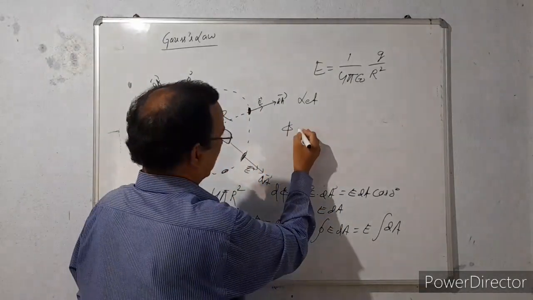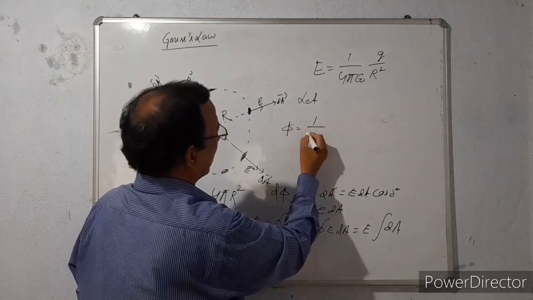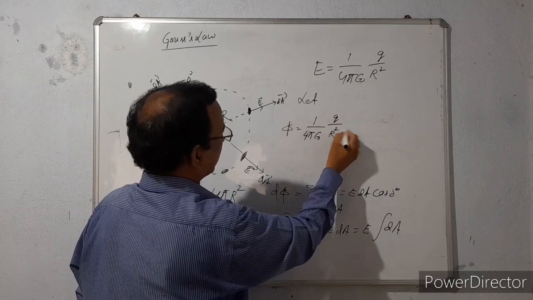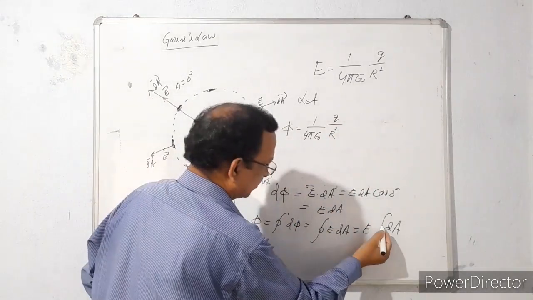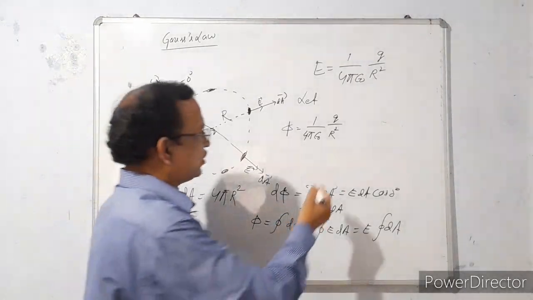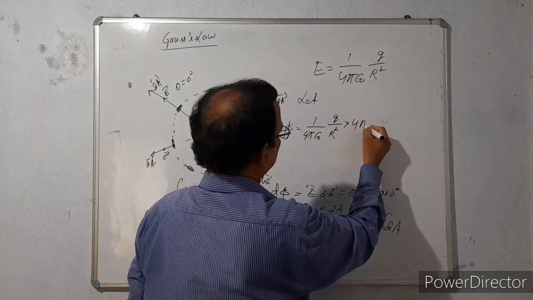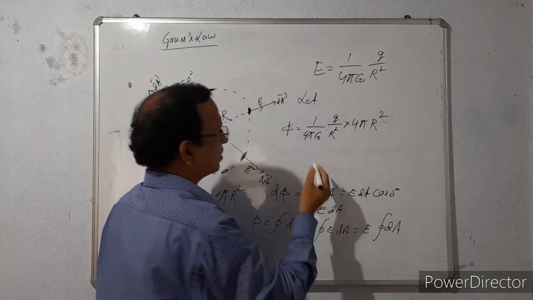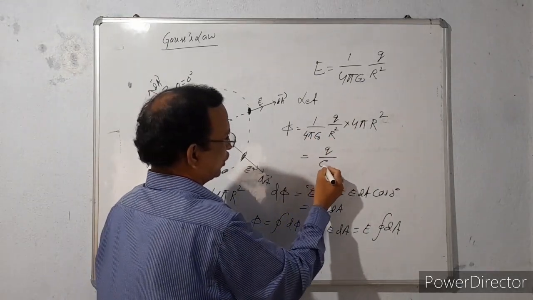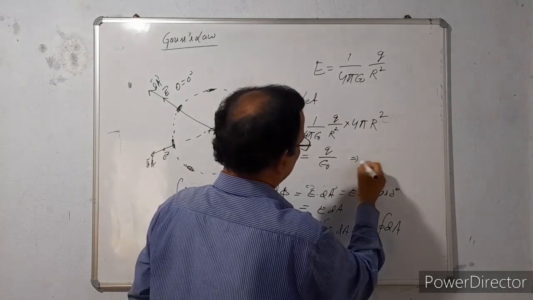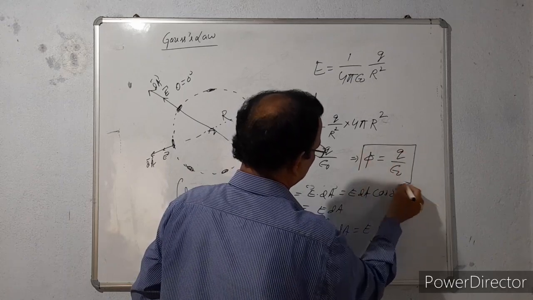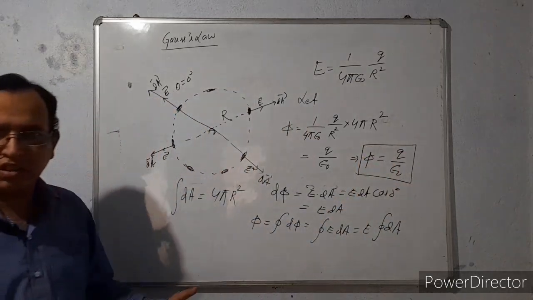So phi is equal to E, that is 1 by 4 pi epsilon naught q by r square. So total surface area is equal to 4 pi r square. So 4 pi r square cancels, that is equal to q by epsilon naught. So this implies phi is equal to q by epsilon naught. This is the Gauss law.